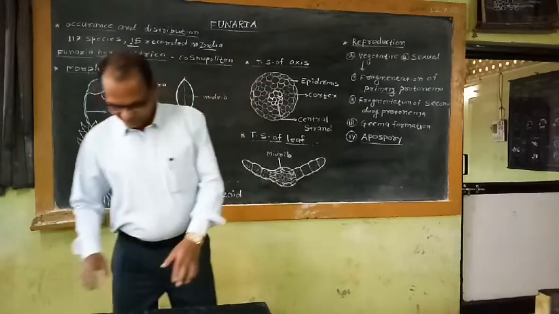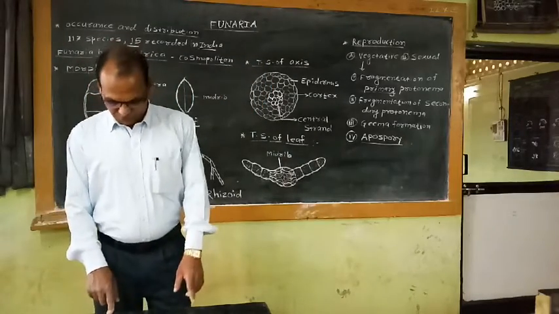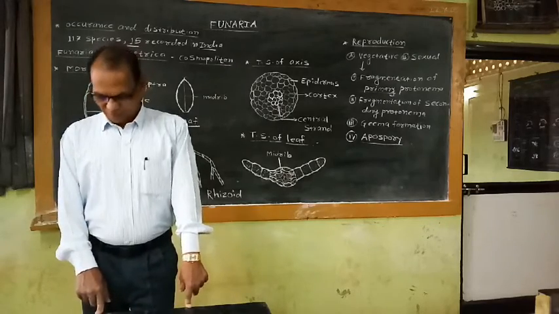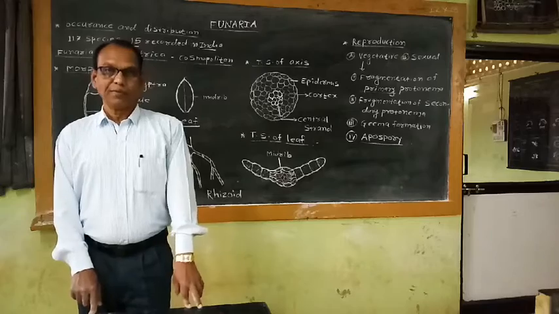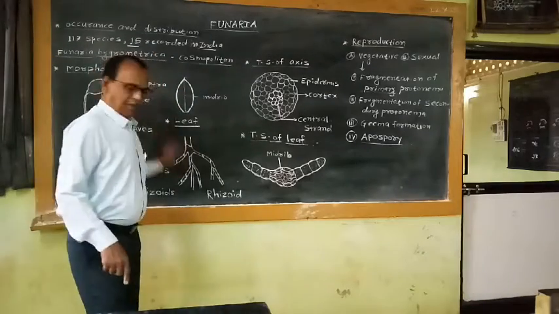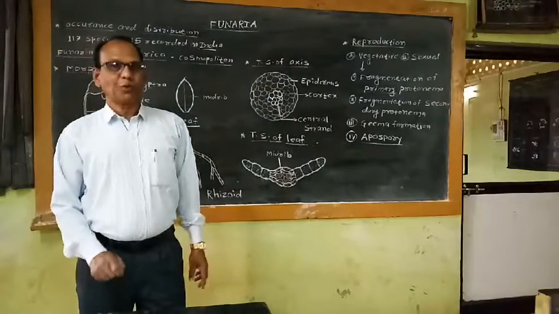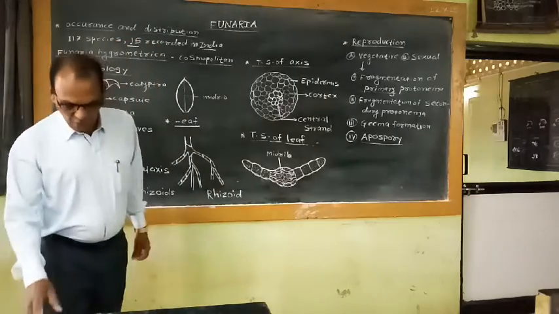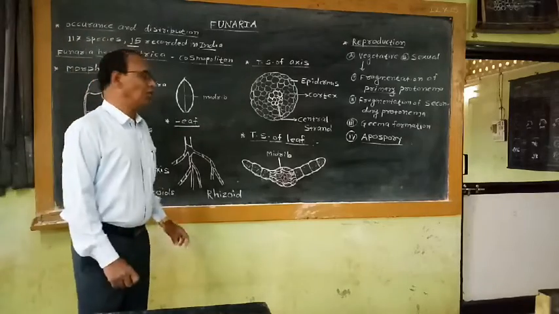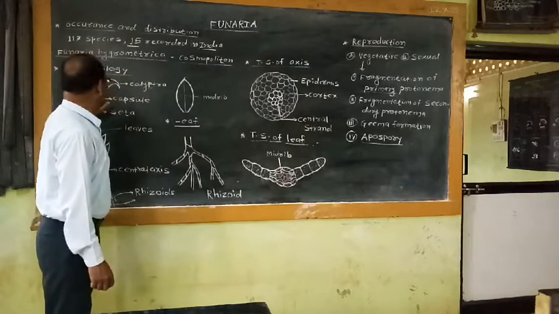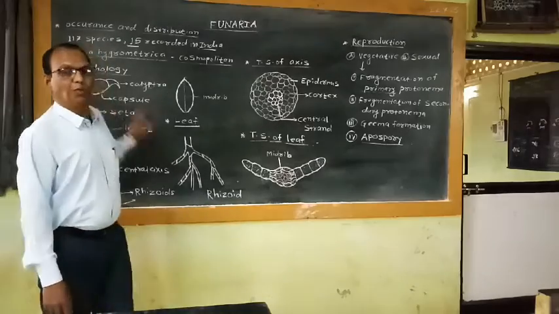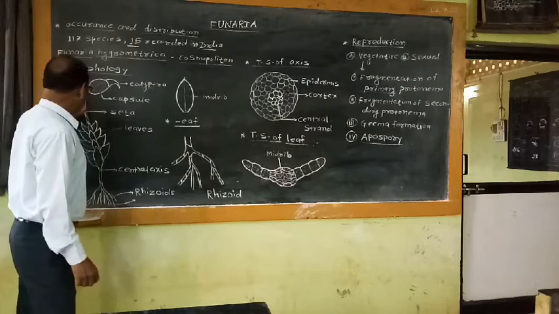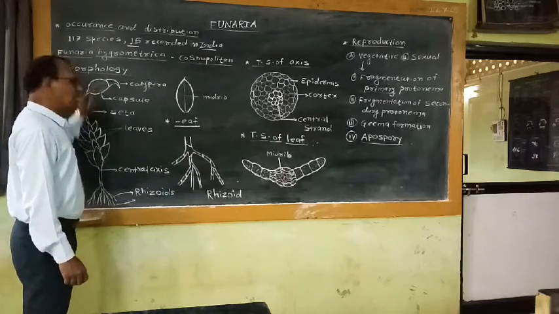So sometimes the development of this gametophyte may take place from sporophyte without formation of spores. So how is it possible? This is possible because of sporophytic tissue, especially tissues in the sporophyte capsule or seta. This middle portion is known as seta, and this portion is known as capsule.